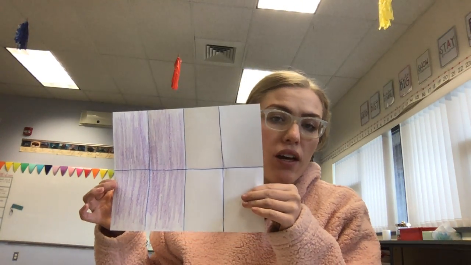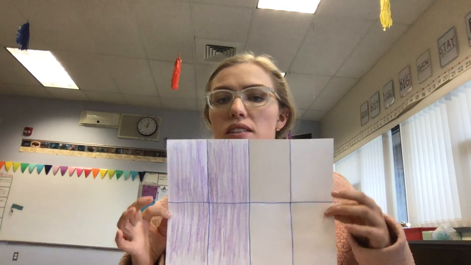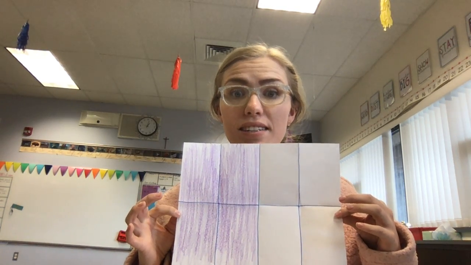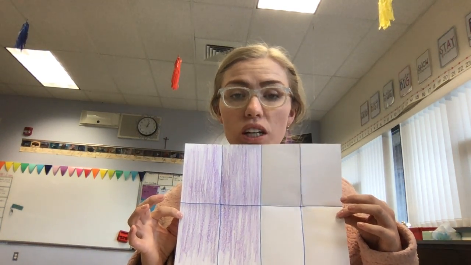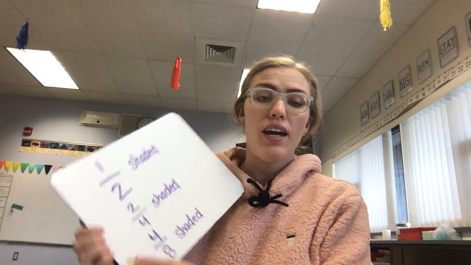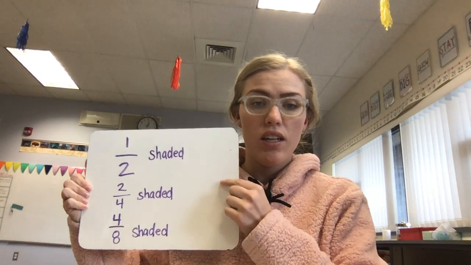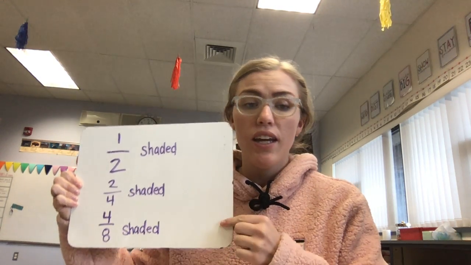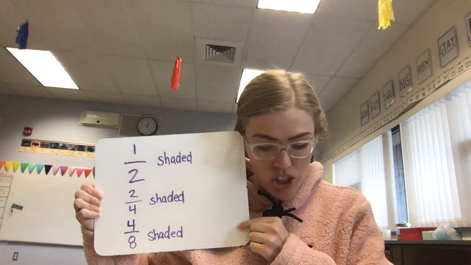Get a good crease, and then when you open it back up, we now have how many sections? We have 8 sections, and how many of them are shaded? 4. 4 out of 8. So we had 1/2 shaded, then 2/4 shaded. Now we have 4/8 shaded.